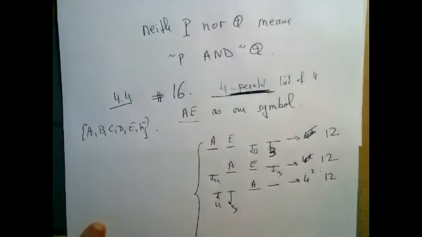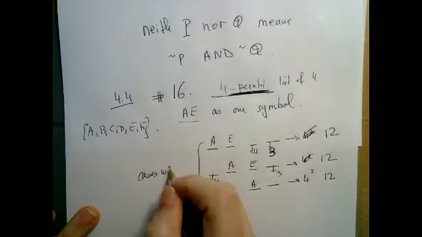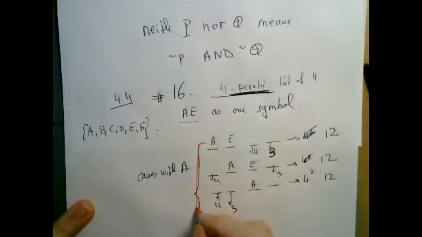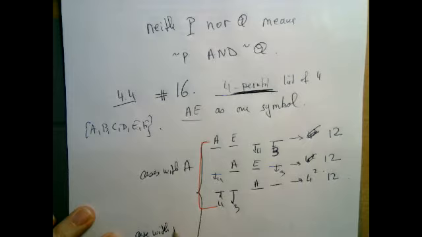Are we missing anything? They say whenever A appears, it should be followed by E. Case with no A, absolutely correct. So these are the cases with A. Let me put them in red. Those are the cases with A, but they say whenever it appears. So what if A does not appear? Case with no A.